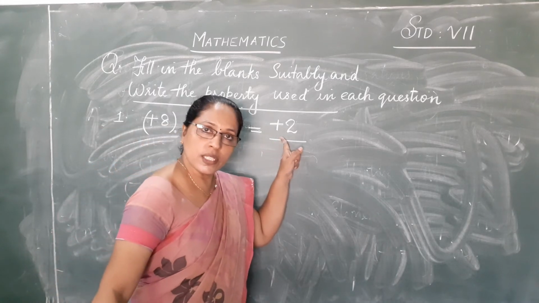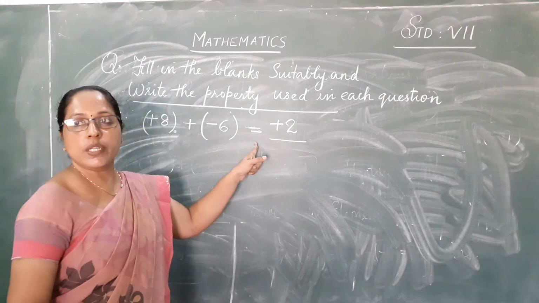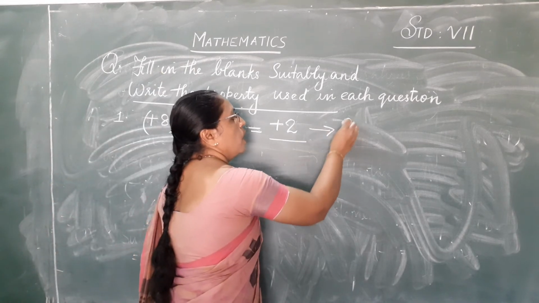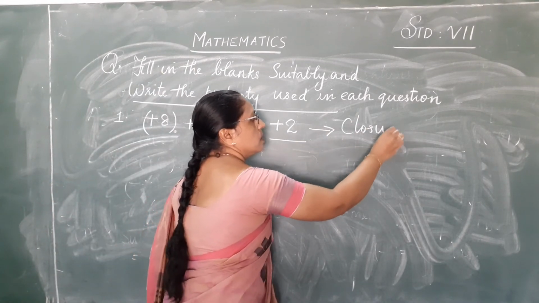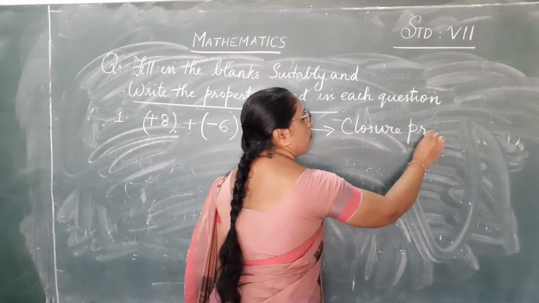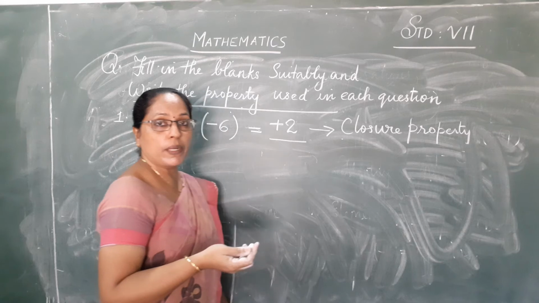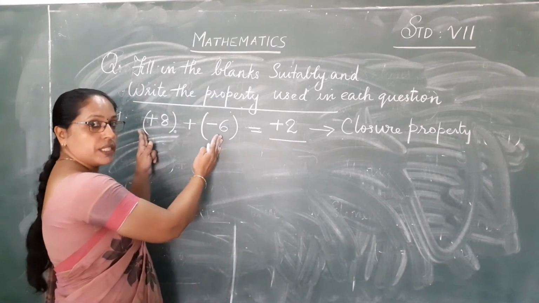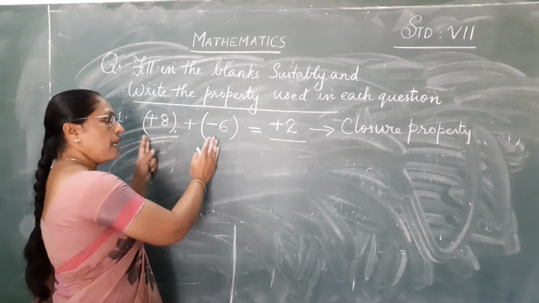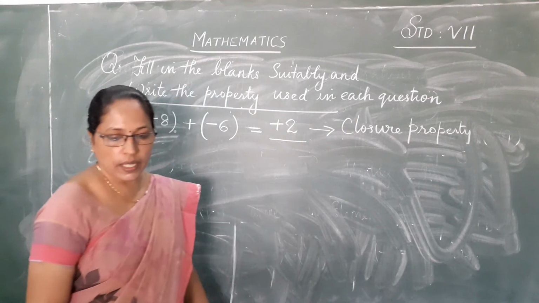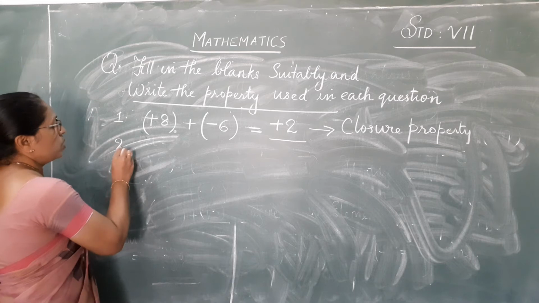Positive 2 is an integer. So what property is used here? The first property. The property name is closure. Closure property. What is closure property? When we add 2 integers or when we subtract 2 integers, the answer is also an integer. Okay? Now, question 2.